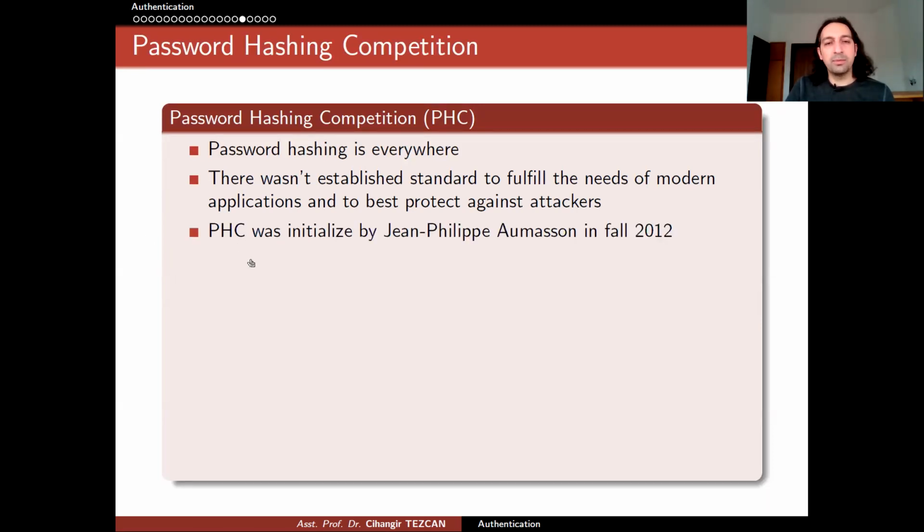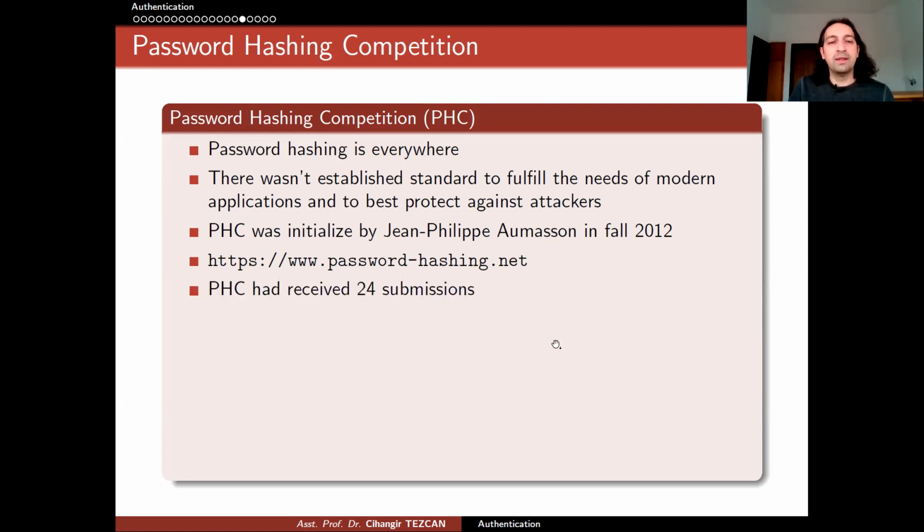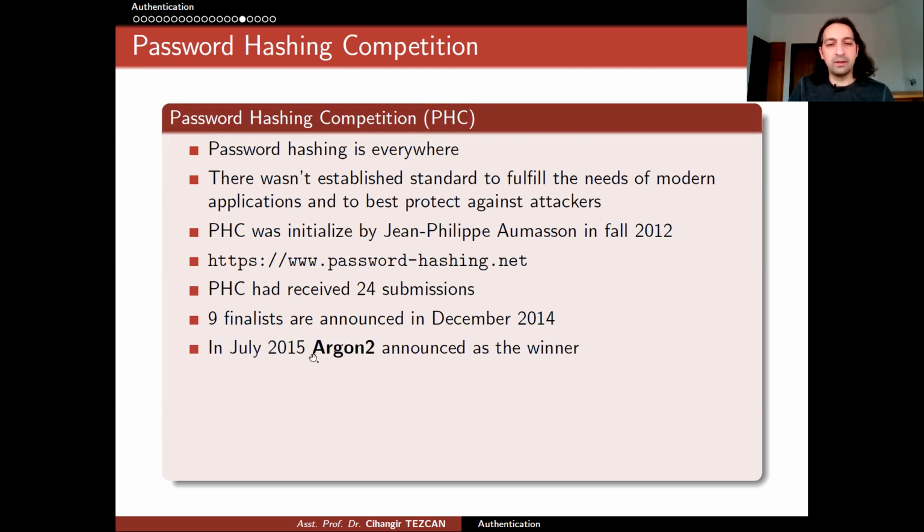So this competition was initialized by Jean-Philippe Aumasson in fall 2012. The web page is here. You can check and see which algorithms were in the competition. And you can see that they had received 24 submissions. In December 2014, 9 finalists were announced. And in July 2015, Argon2 was announced as the winner.